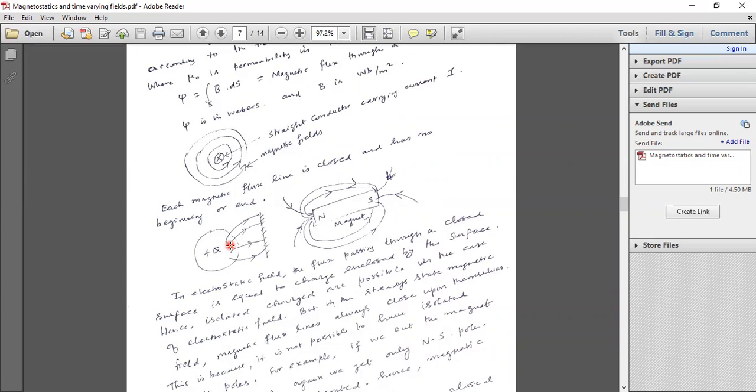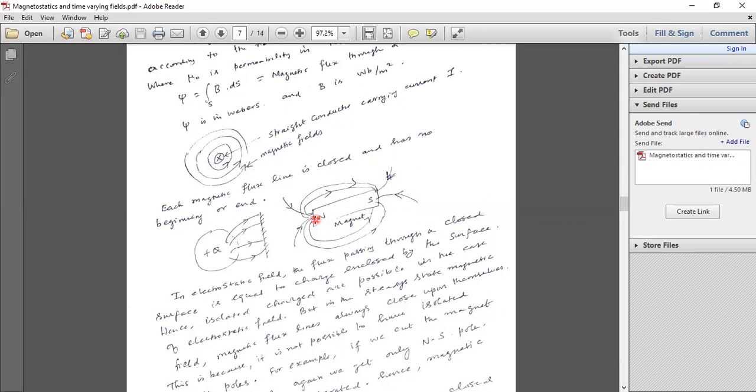Suppose you take a magnet which has a north pole and a south pole. The magnetic field lines originate from the north pole and end at the south pole. Similarly, all the field lines are formed. Suppose we cut this magnet into small pieces, then each small piece will act as a magnet. You cannot separate the north pole and south pole from the magnet.